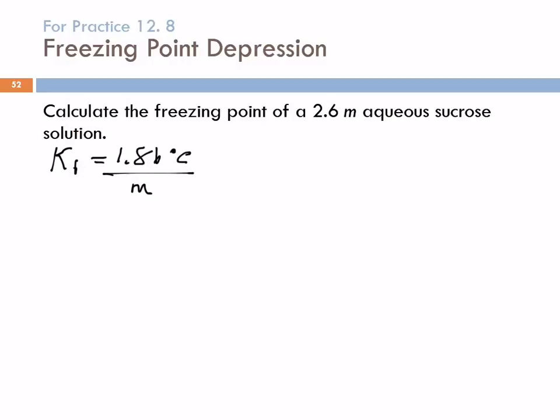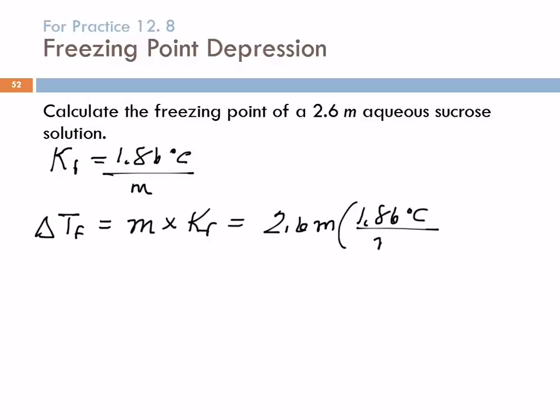So our freezing point depression, delta Tf, the change in the freezing point, equals the molality of the solution times Kf. The molality is given to us, 2.6 molal times 1.86 degrees Celsius per molal. 2.6 times 1.86. So delta Tf equals 4.836 degrees Celsius. Is that the freezing point?